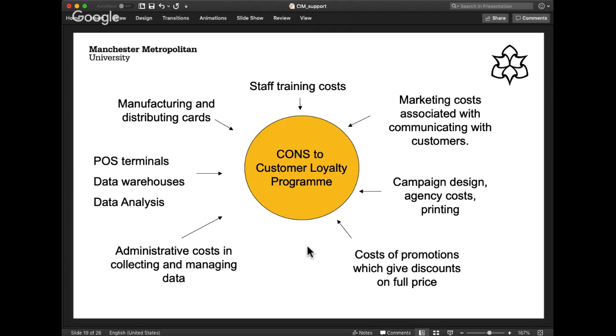So you really need to think about this, because you're going to have to have point of sale terminals, you're going to have database warehouses, and you're going to have data analysis to actually work out who these profitable customers are and who your unprofitable customers are, and remarket to them to keep them within the scheme.